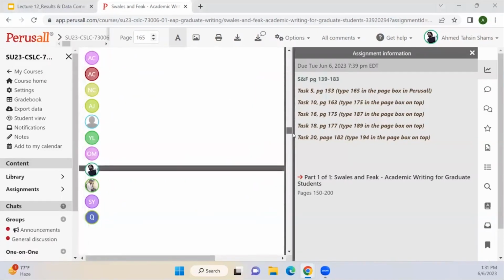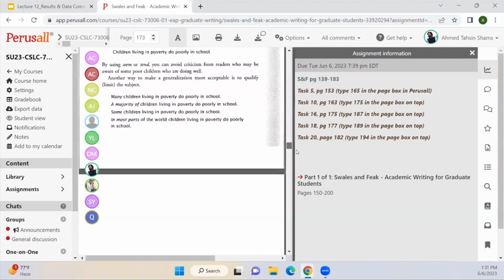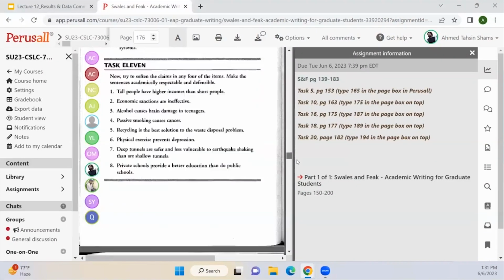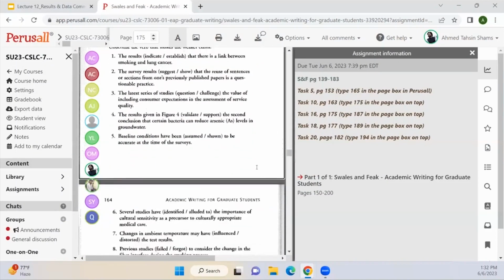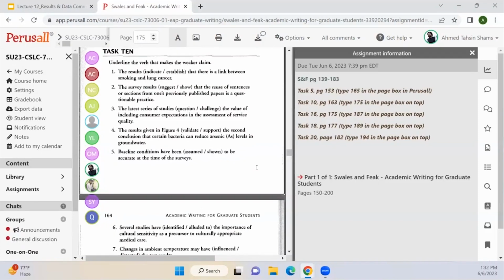Page. Ten, right? There we are. This is quite easy, I guess. I'll let you all speak. The first one.